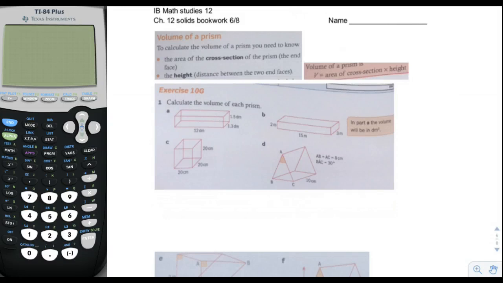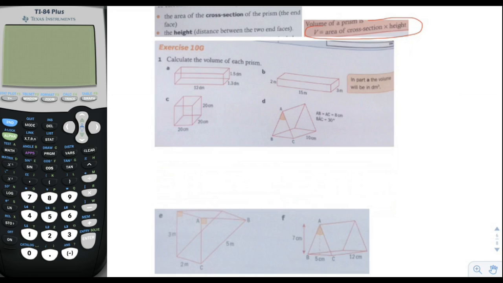Solids, page 6. To calculate the volume of a prism, you need to know the area of the cross-section of the prism and the height, or the distance between the two end faces. And once you know those, you just find it by doing the area of the cross-section times the height. Okay? So let's try to find the volume of some of these prisms, which are basically just any geometric shape popped out.